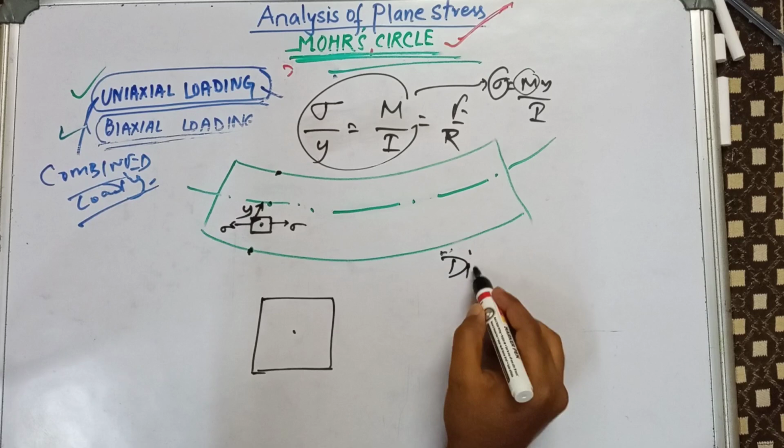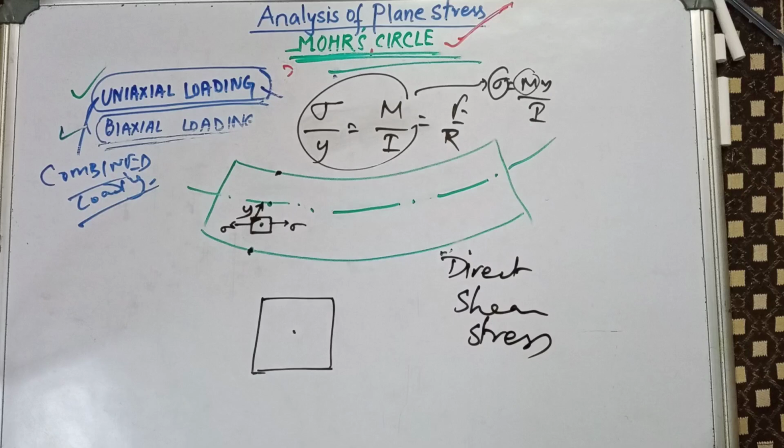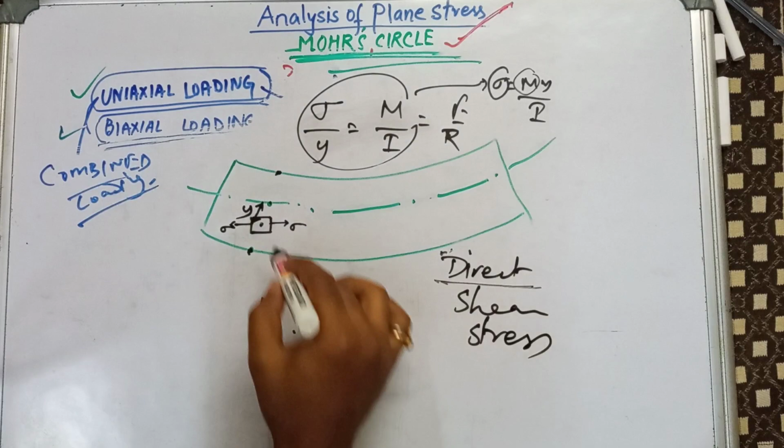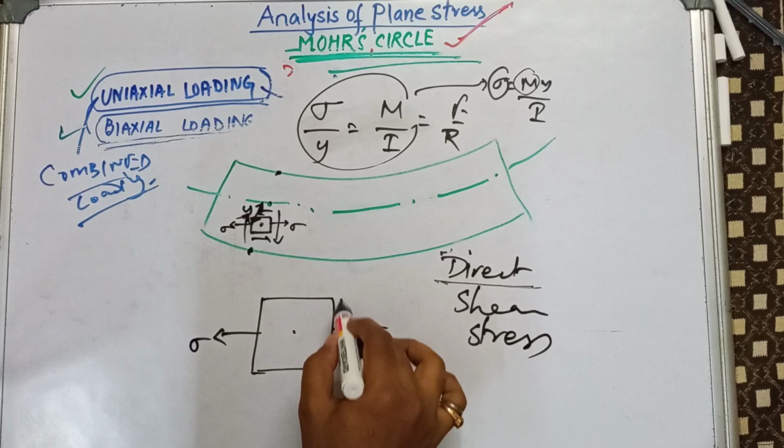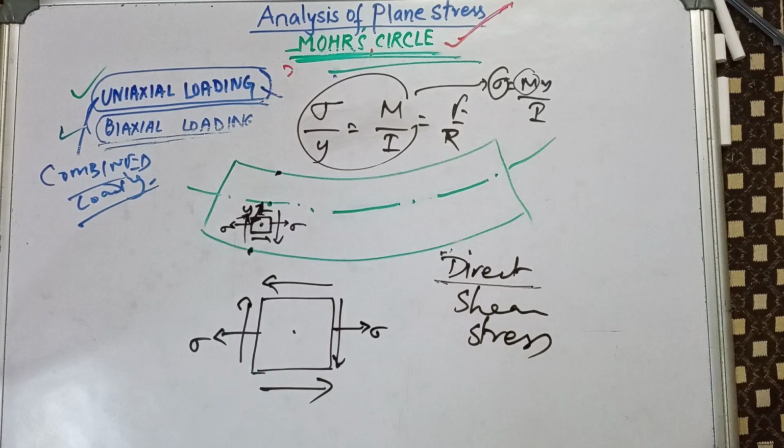Each and every word I write on the board is important. There will be a direct shear stress. The word direct is important. You will understand why I am saying so. So, this will be subjected to shear stress also like this. Let me show you over here. There is normal stress developed due to the bending stress, and there will be a shear stress also like this. Is it clear to you or not? So this is the state of stress.